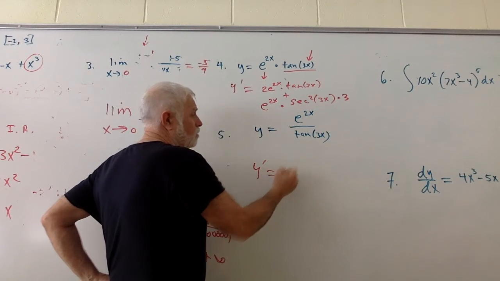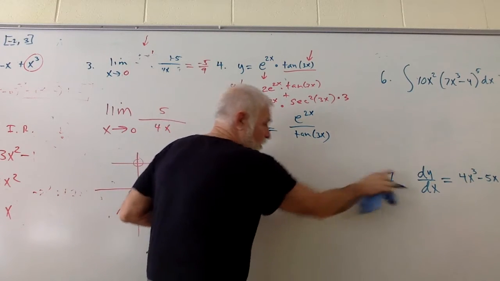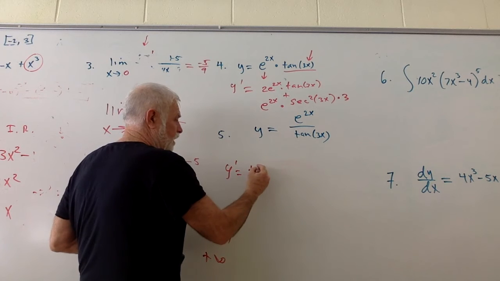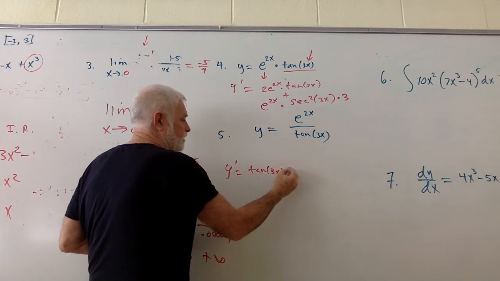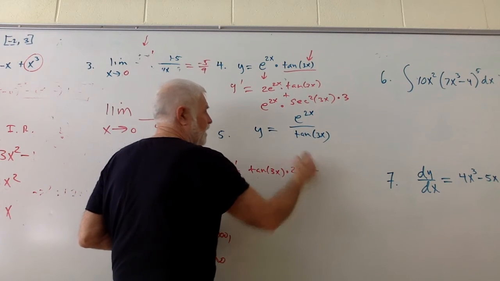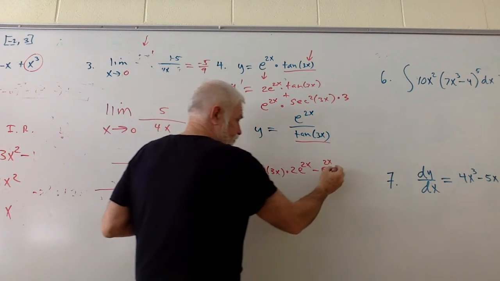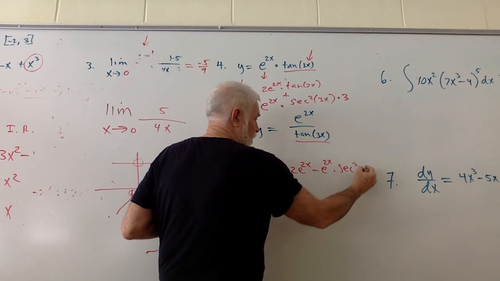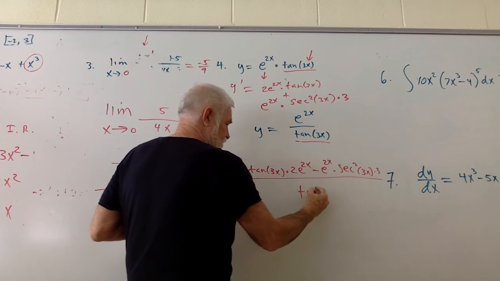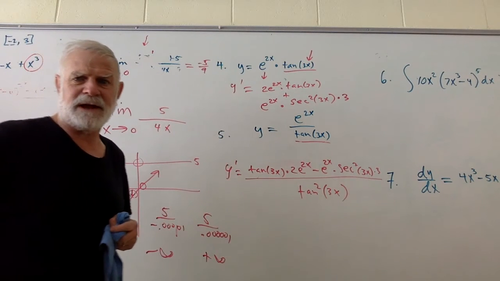So we're going to do low, tan of 3x. Well, I got to start over here on the left because I'm going to run into that probably. So y prime is equal to low, tan of 3x, times the derivative of high, which is 2e to the 2x, minus high, e to the 2x, times the derivative of low. We've already done it. Secant squared 3x times 3, all over low, which is tan squared 3x. There's your quotient rule. We don't want to blank on the next test. We want to learn that.